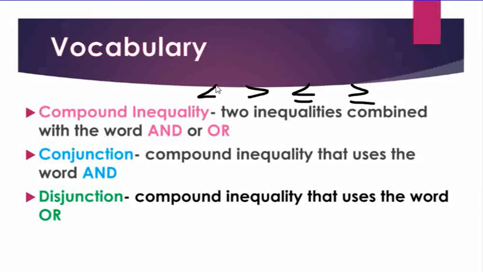Conjunction, which means they have something in common. And when we write that, we can use the keyword and, because they have a solution in common. And the graphs point towards each other. Disjunction is a compound inequality that uses the word or. Think of disjunction, they separate. They go in opposite directions, away from each other.